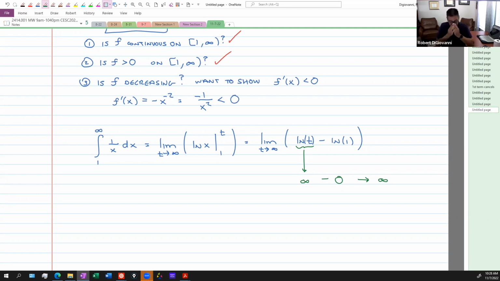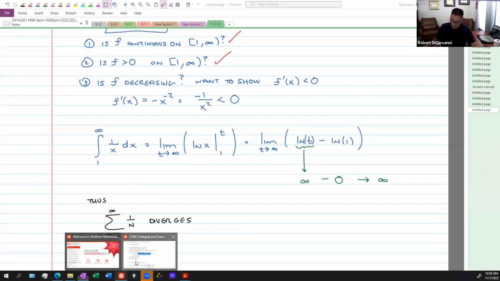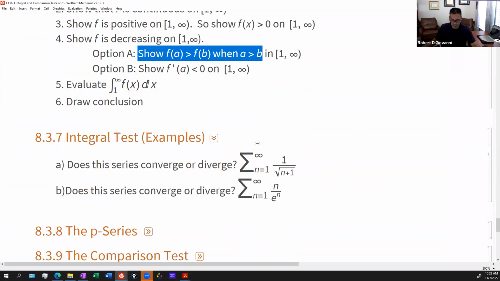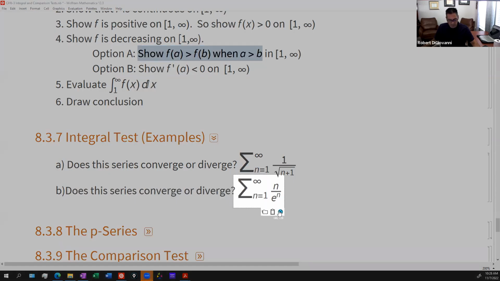So I'm going to put here now, thus, this series diverges. So I just proved to you with the integral test why the harmonic series diverges. Questions there? Let's do this one.